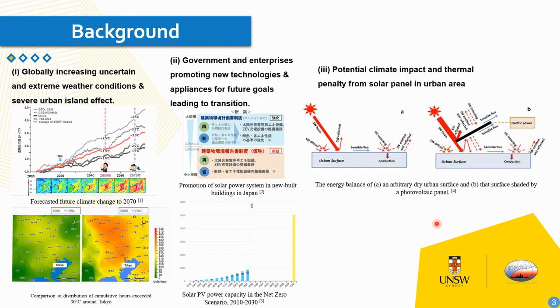The third part is that recently the scientific community is more and more concerned about the climatic impact of PV panels on the urban system and urban environment. This figure shows the difference between the heat budget model of a rooftop with and without a PV panel.